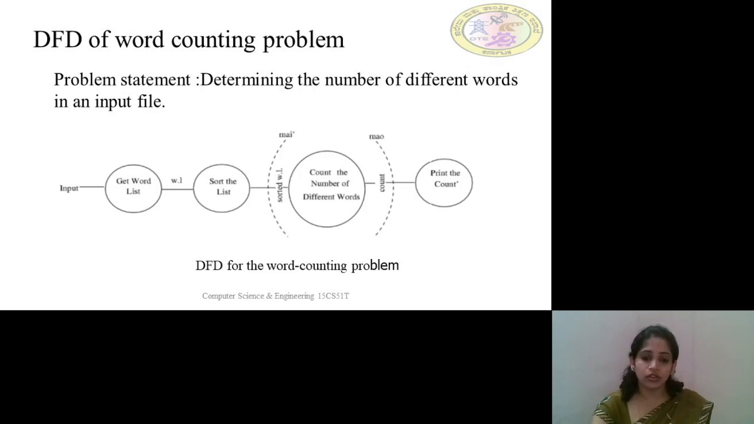The function or module count the number of different words acts as the central transform, where it has one input and one output of the data items. Count the number of words serves as the central transform with one abstract input, that is the sorted list, and one abstract output, that is print the count. So this is how we can represent the DFD. We are identifying the modules and representing the data transfer, and we are also identifying the most abstract input as well as the most abstract output in this diagram.